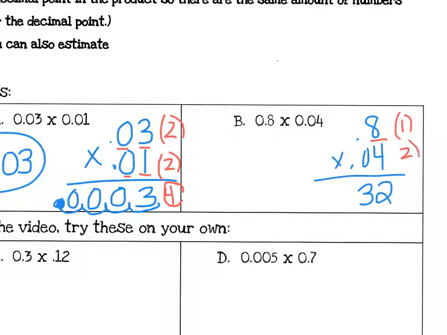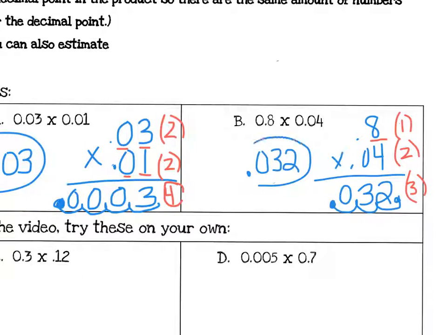Okay, there's 1 number after the decimal point in the first factor. There are 2 numbers after the decimal point in the second factor. So that means we need a total of 3 numbers after the decimal point in our product. So starting at the end of the number, we're going to count over 1, 2, 3 places. Fill in the extra place with a 0. So our final answer is going to be 32 thousandths.